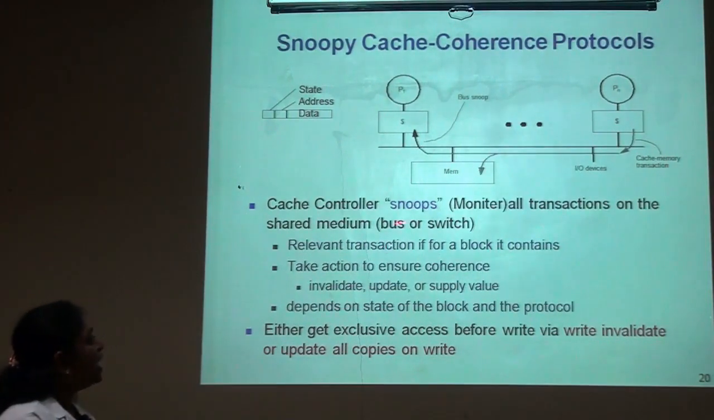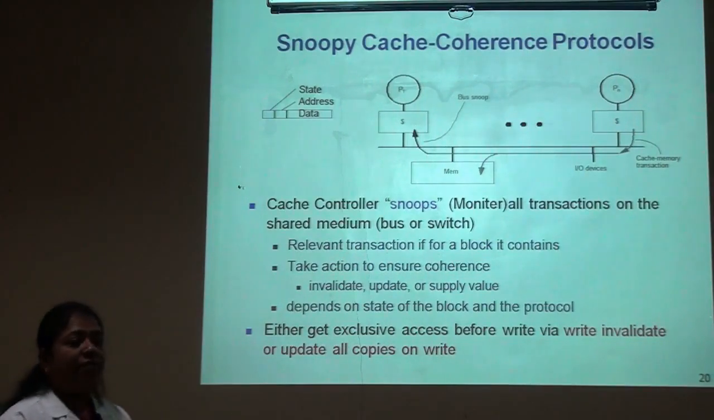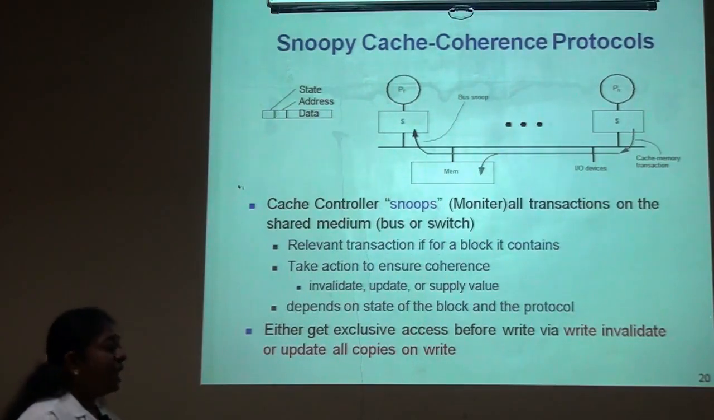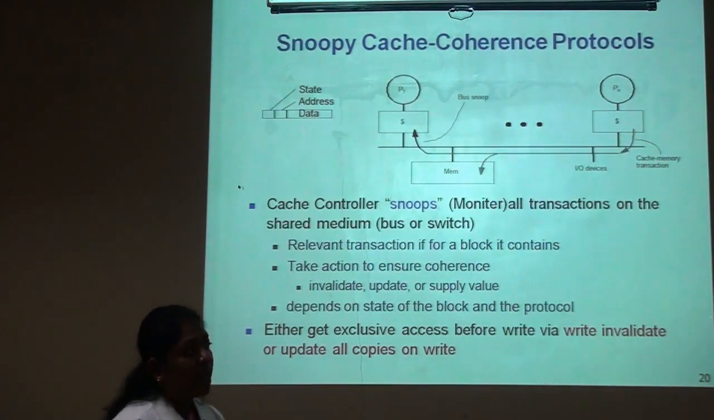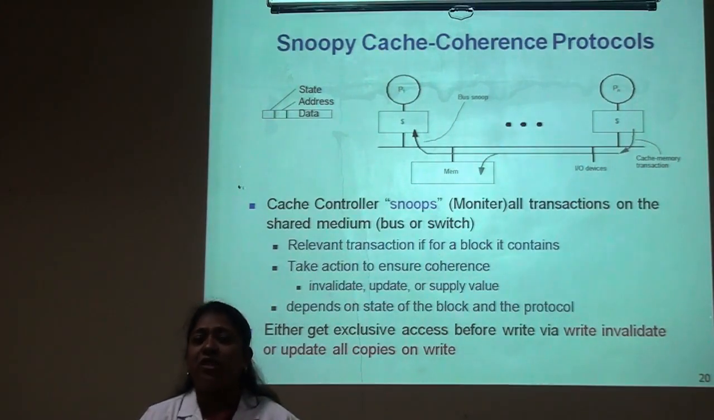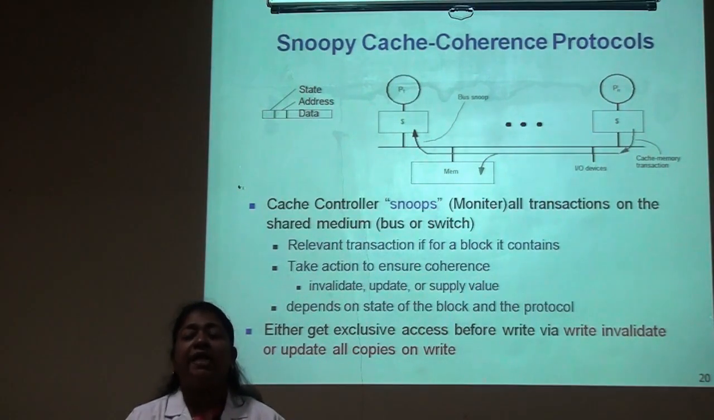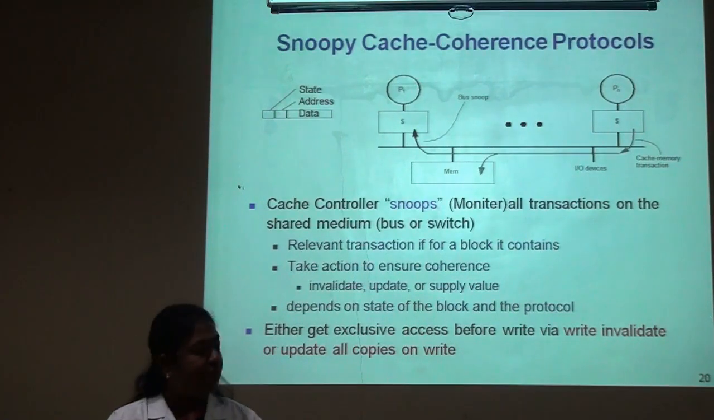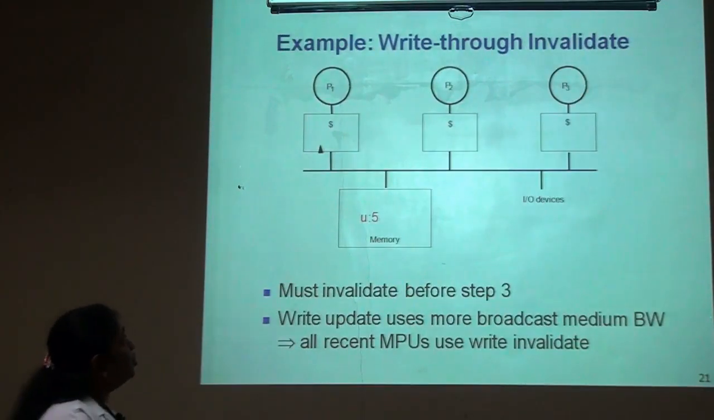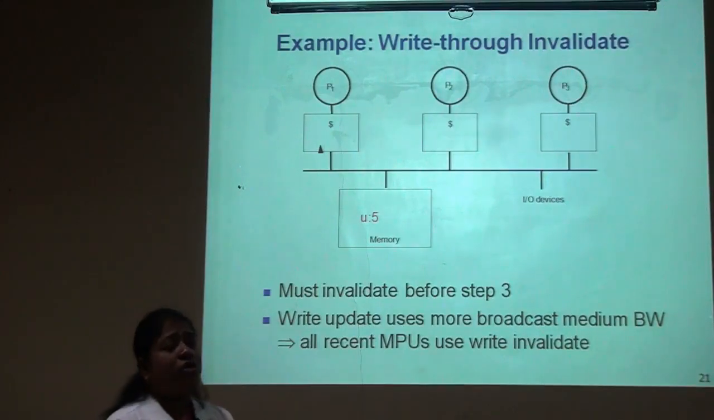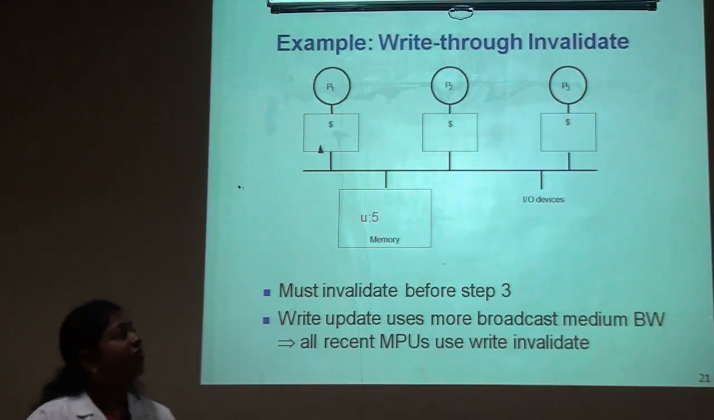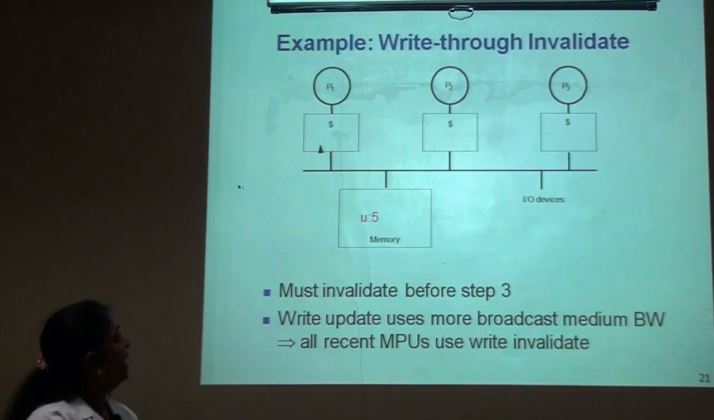And here the transaction is very important, whether it is a cache transaction, a processor transaction or a main memory transaction. So here we have exclusive access or shared access. Exclusive access means we can perform read or write operations. Shared means only read operations can be performed. So the protocols that can be used: the first one is write through invalidate.